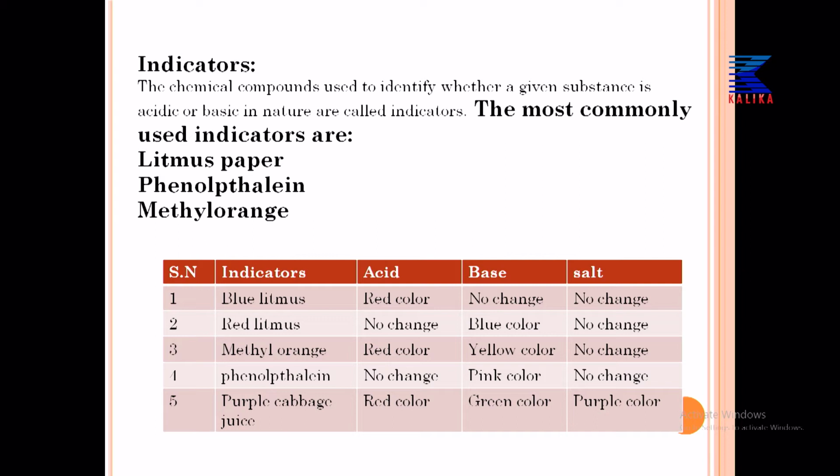Methyl orange is red in acid, yellow in base. Red litmus: no change in acid, blue in base. Blue litmus: red in acid, no change in base. Again I am going to repeat this: blue litmus red in acid, no change in base; red litmus no change in acid, blue in base; methyl orange red in acid, yellow in base, no change in salt. Phenolphthalein changes color only in alkali or base, that is pink, and no change in acid. Similarly, purple cabbage juice is red, green and purple respectively in acid, base and salt.